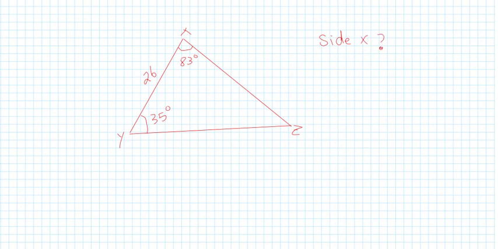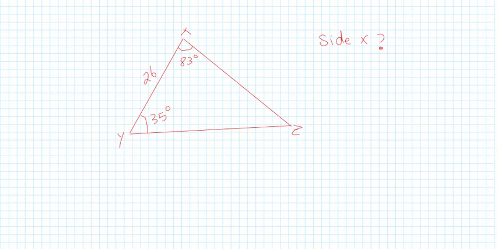Now, looking at that scenario, what do I have? I don't have 2 sides and 1 angle. I have 2 angles and 1 side. So 2 angles and 1 side, that means I can use sine law. Because sine law says when you have 2 angles and any side, you can use it.